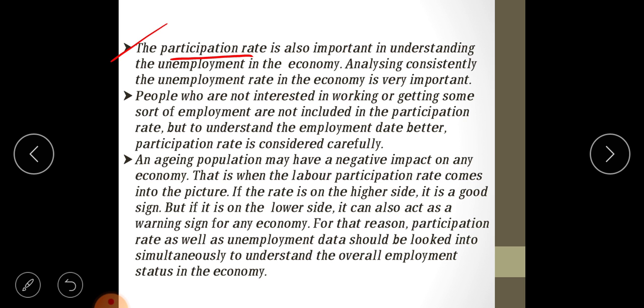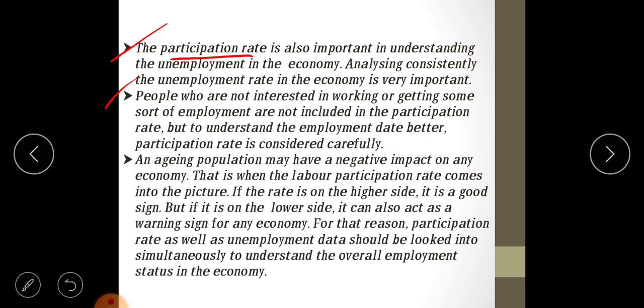Okay, analyzing consistently the unemployment rate in the economy is very important. So no, it's not just finding out who are working and who are searching for a job. See, participation rate will also help you to provide the data of unemployment which is faced by the country or nation. People who are not interested in working or getting some sort of employment are not included in the participation rate data set.